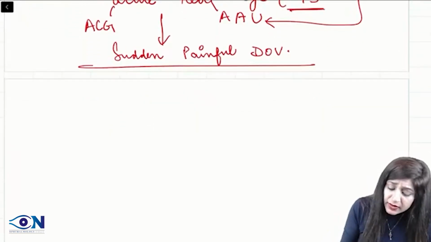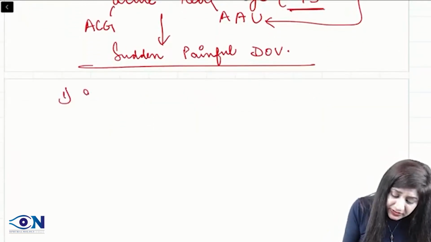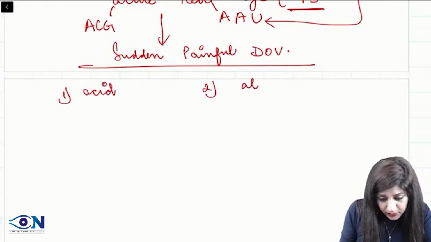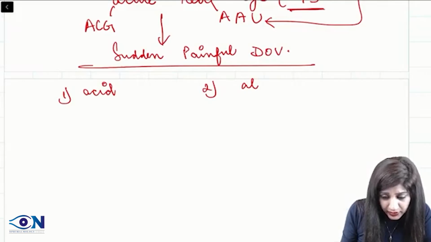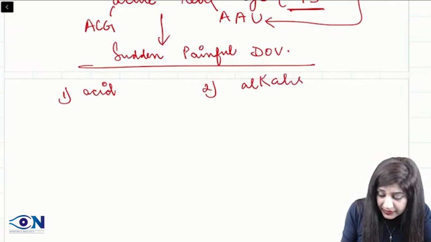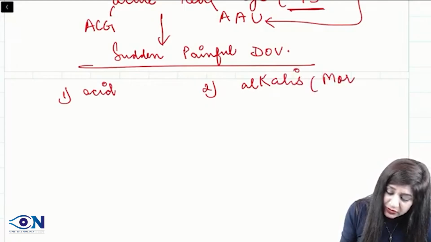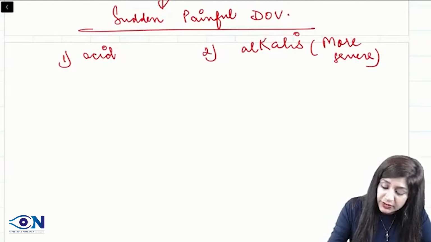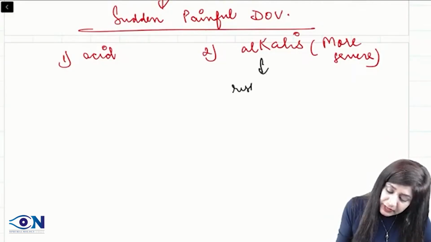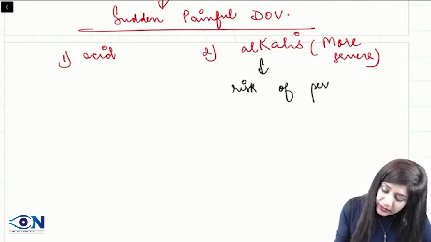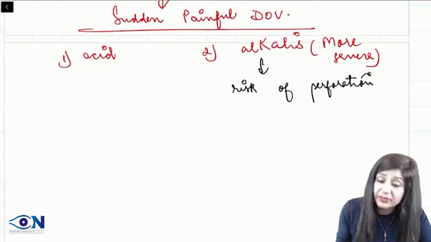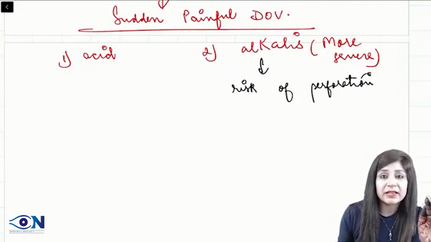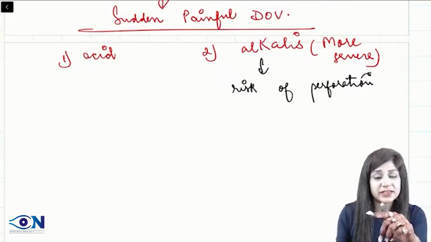Okay. So it can be acid injuries, or it can be alkalis. The alkali injury is actually more severe, because we always have more risk of perforation. Here we have the risk of perforation, and that is why alkali injuries are more severe in comparison to acid injuries, though the treatment pattern will remain the same whether it's an acid injury or an alkali injury.